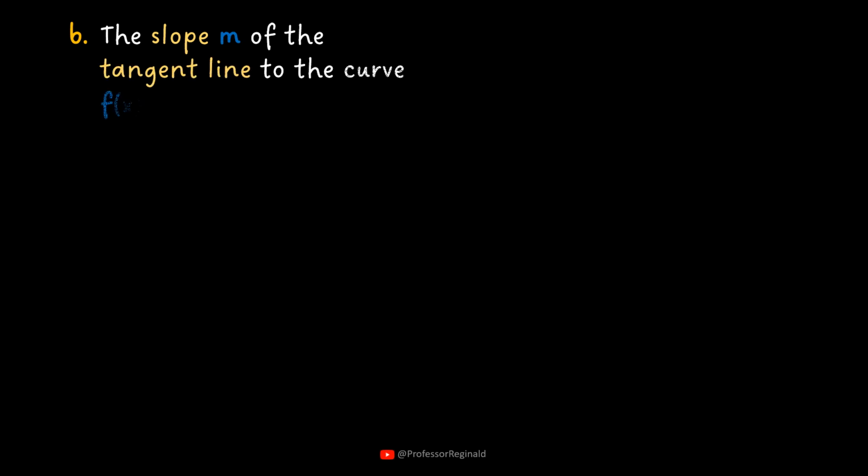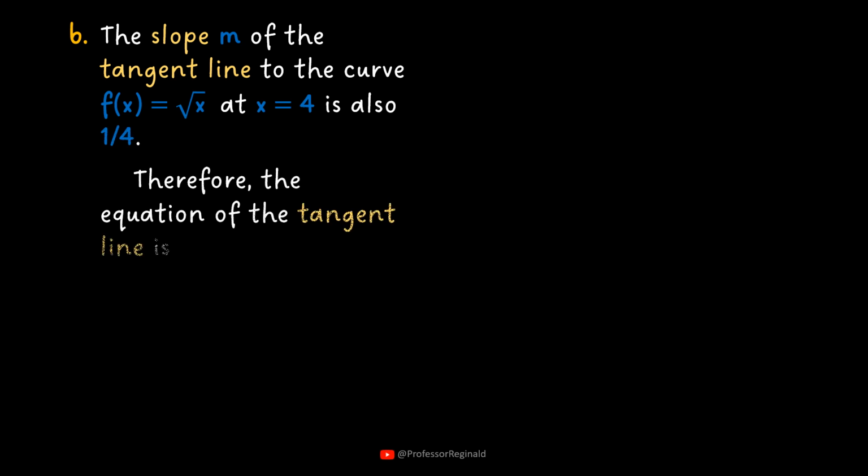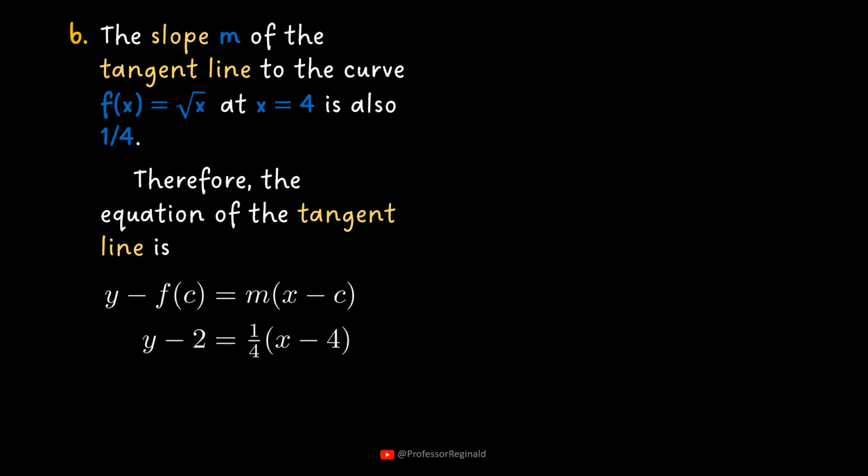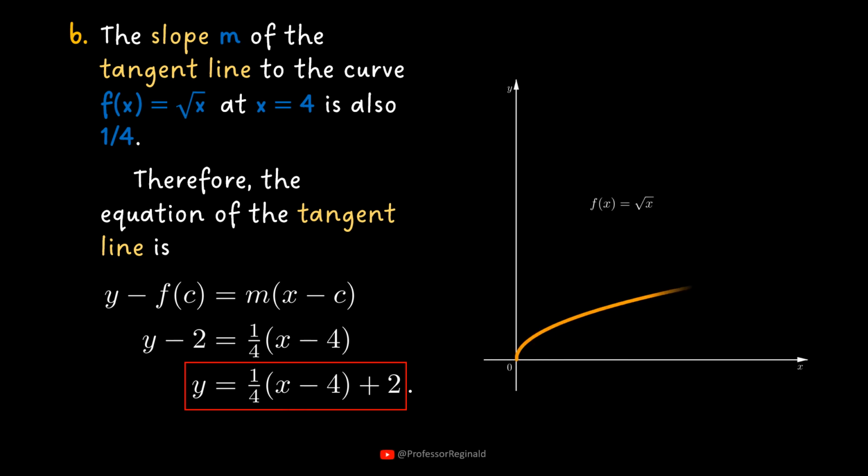B. The slope m of the tangent line to the curve f of x equals the square root of x at x equals 4 is also 1 over 4. Therefore, the equation of the tangent line is y equals 1/4 of quantity x minus 4 plus 2. The following figure illustrates the graph of f as well as the tangent line at x equals 4. The slope of the tangent line is 1/4.